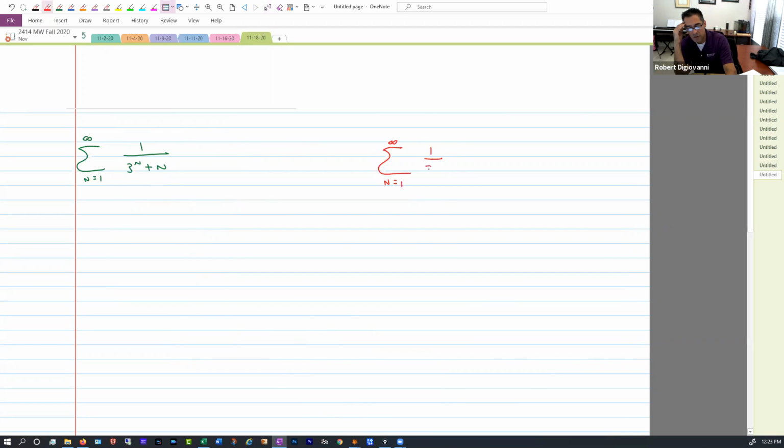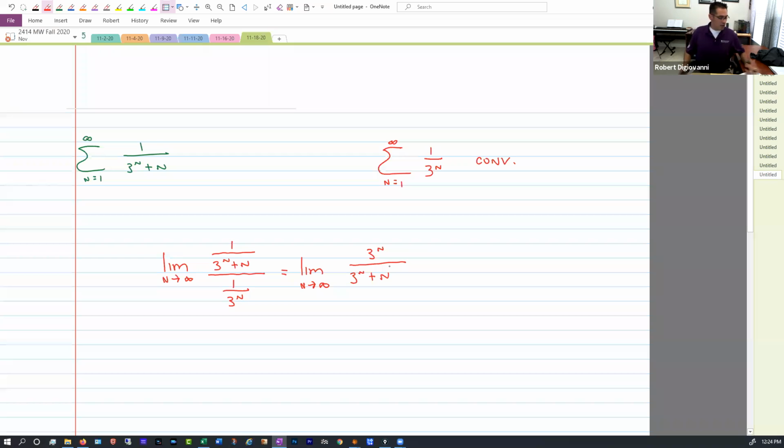Let's compare it to this geometric series, which is what we did earlier. And we know that that converges. But instead of trying to figure out the inequality, let's take the limit as n goes to infinity of the first one divided by the second one, the one we're comparing. Let's do a little algebra. Flipping 3 to the n on top, 3 to the n plus n on the bottom. And if we let n go to infinity here, we're going to get infinity over infinity, right? So we've got to do L'Hopital.